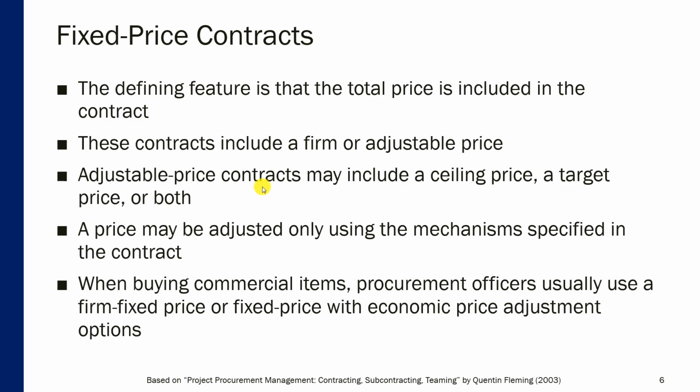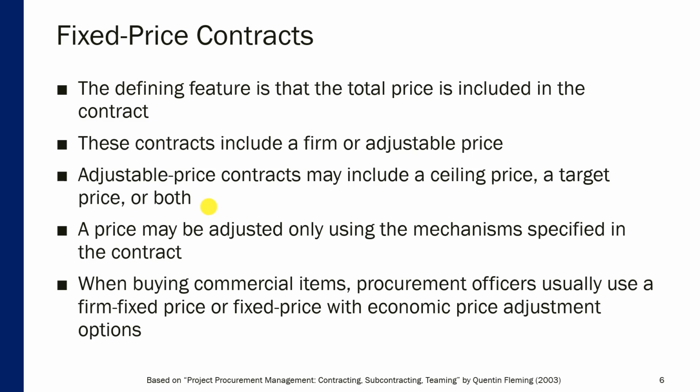Adjustable price contracts may include some options or some variation in the final price. For example, adjustable price contracts may include a ceiling price, a target price, or both. So for example, the contract will say, you agree to deliver something for $100,000.